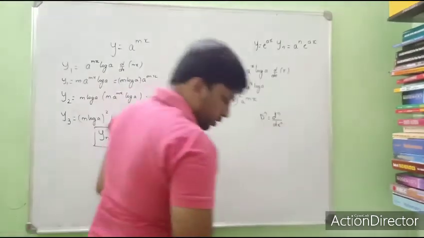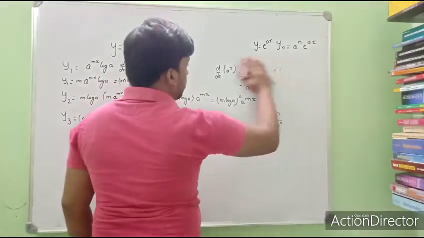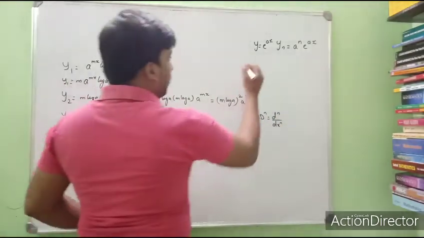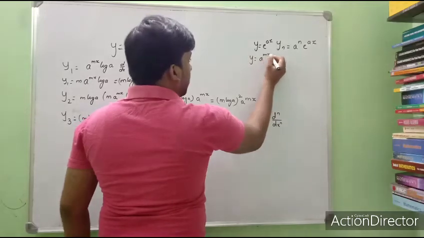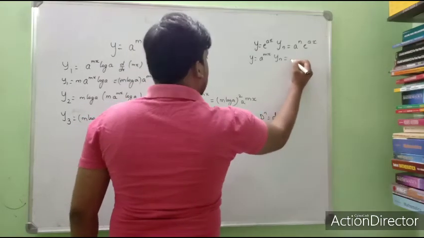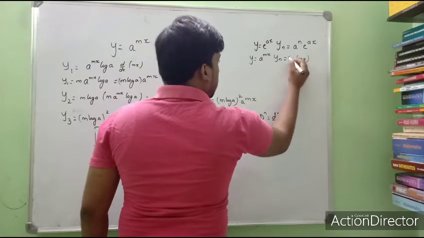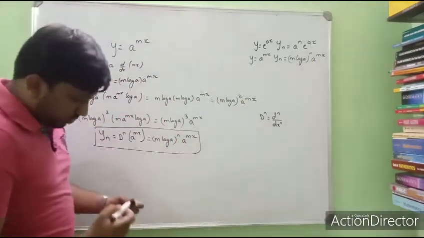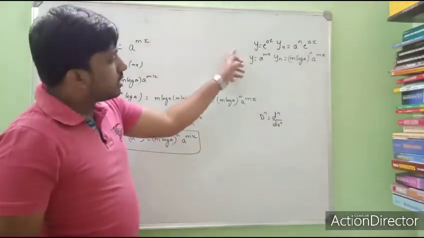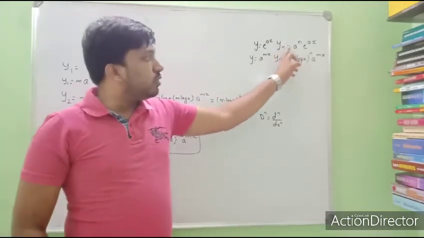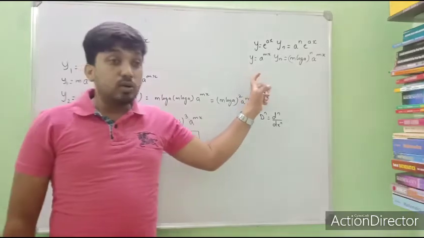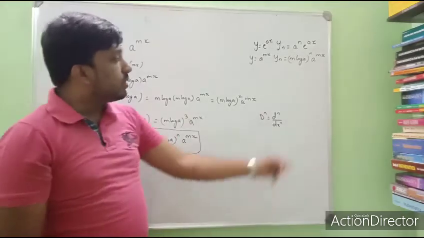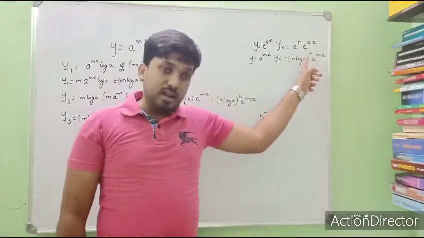So let me write it down, so it will be very helpful for us to calculate. If y is equal to a to the power of mx, we have yn equal to m log a to the power of n into a to the power of mx. So this is the second standard form. The first standard form, we saw, is y equal to e to the power of ax, then the nth derivative is a to the power of n into e to the power of ax. When y is equal to a to the power of mx, we saw how we find the nth derivative, that is yn equal to m log a to the power of n into a to the power of mx.